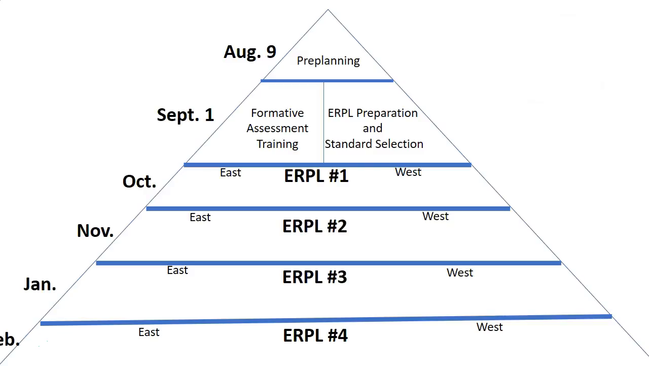And that's good because it'll make this process happen a lot faster for you in that session. ERPLs are during October, November, January, and February. And of course, there's an East session and a West session. The East locations are at New Smyrna Beach High School. The West locations are at University High School. I don't have room numbers and assignments yet.